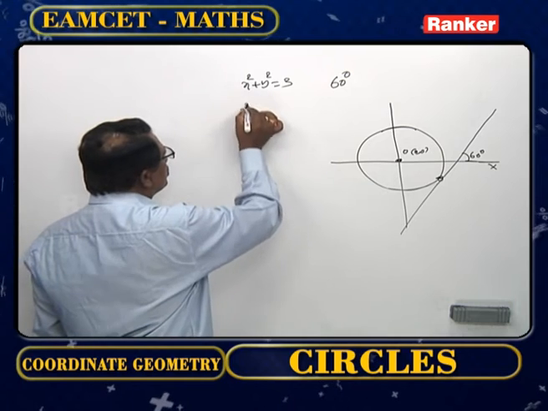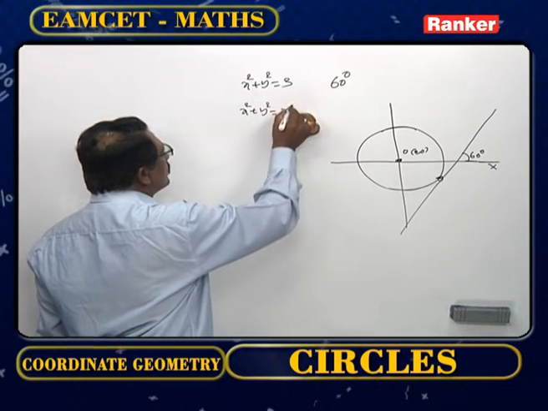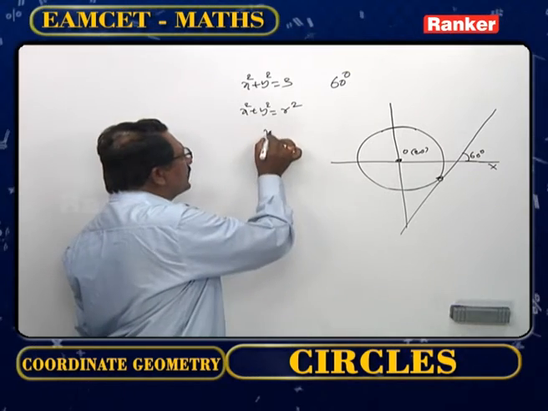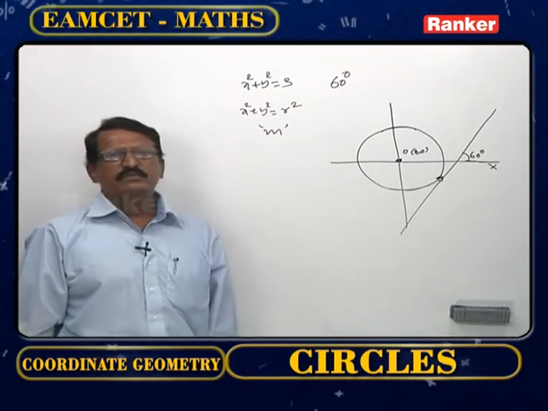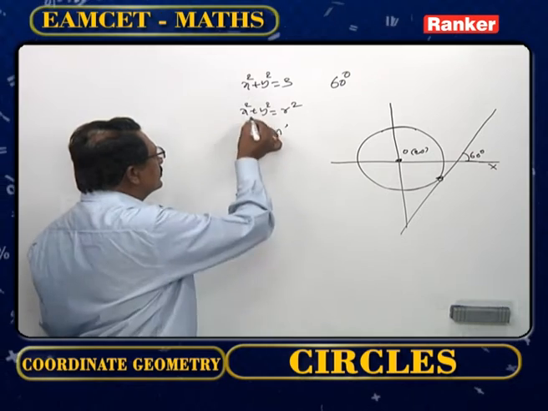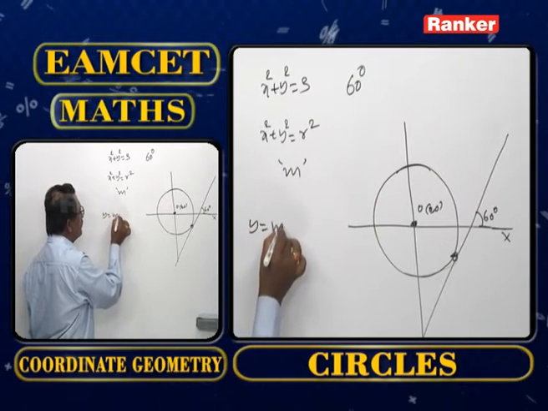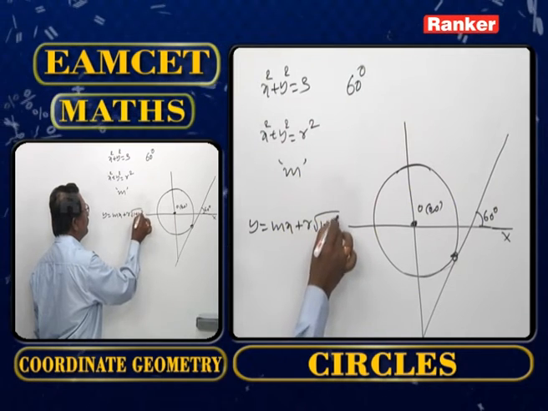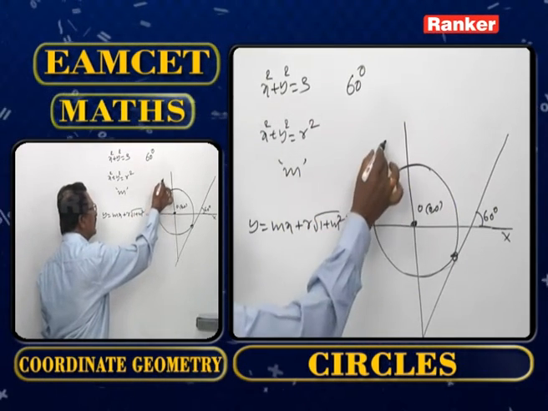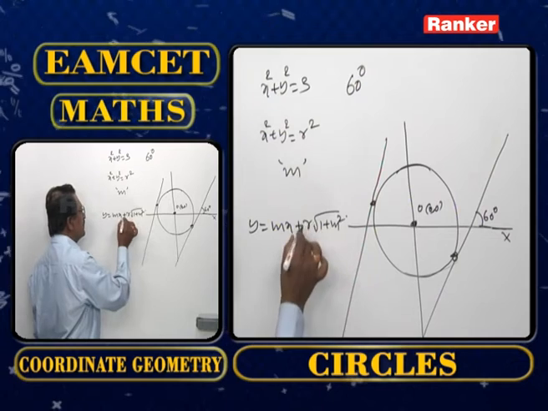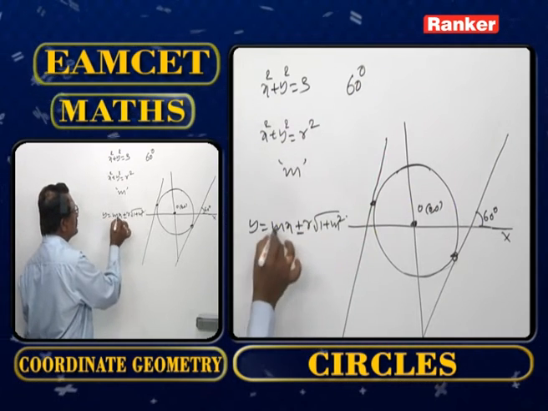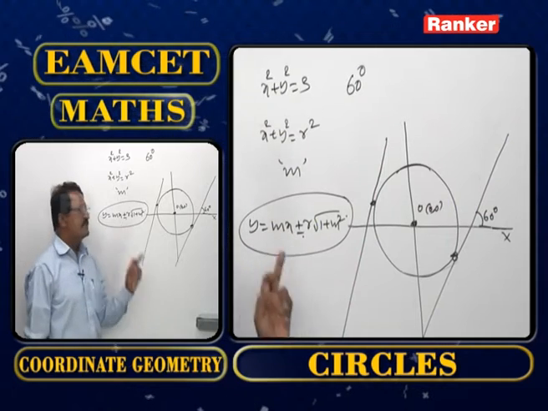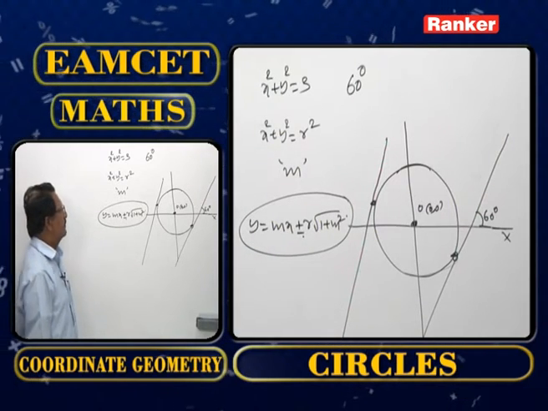Suppose the circle equation is x square plus y square equals r square. Now, if the slope of the tangent equals m, then the equation of the tangent to the circle is y equals mx plus r into square root of 1 plus m square. We get two tangents, one with plus, the other with minus: y equals mx plus or minus r into square root of 1 plus m square.